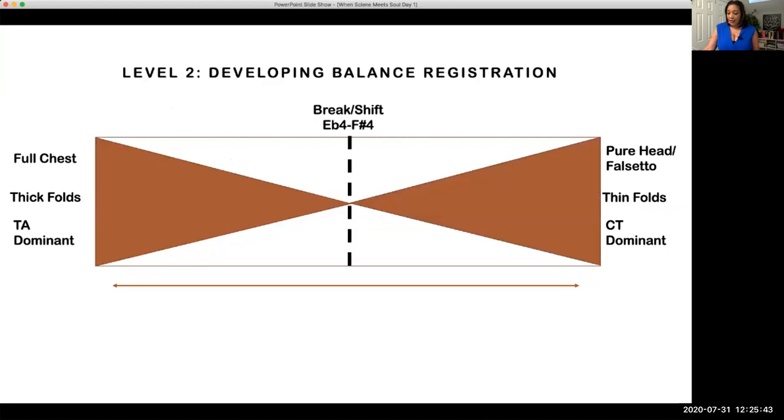Then you start to say, okay, well, let's figure out where your primary break is. Again, with science, but then narrowing it down to that particular voice, which could be higher, lower, maybe somewhere in the middle, whatever. And then we're starting to develop a balanced registration. We're developing those areas that are not used. We're giving more stability and function in the area that is used.